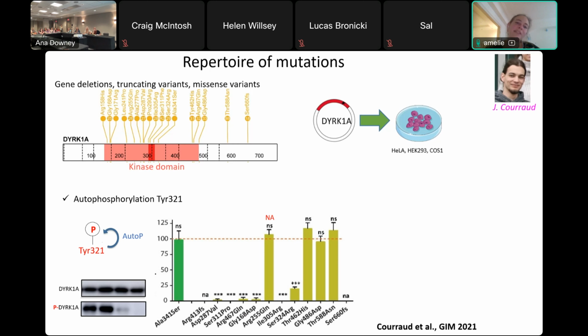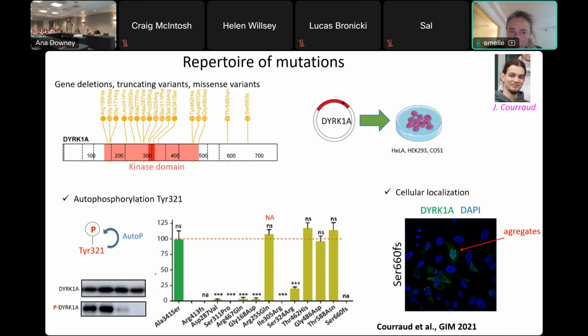But what you can see here is that the missense variants located outside of the kinase domain seem to not affect the autophosphorylation ability of DYRK1A. What was interesting was this variant, which caused a stop codon here at the end of the protein. Here you can see the localization of the mutant protein in this cell, and you can see different points. It means that the protein with the mutation will lead to some aggregates. And I think it's because the protein will aggregate that it will lose the function in the rest of the cells, and so that's why it was pathogenic.